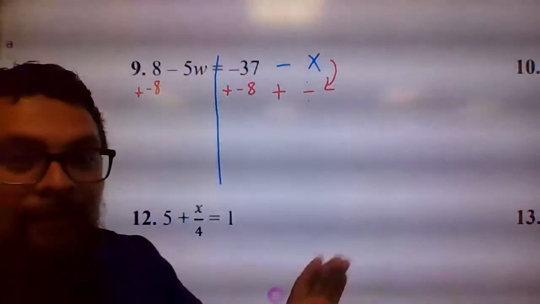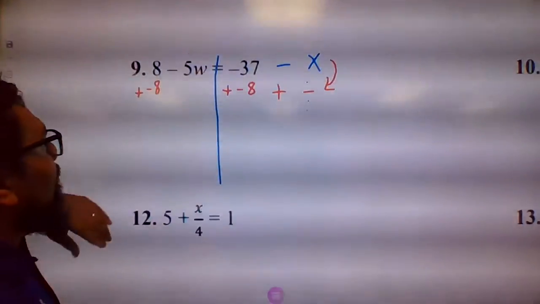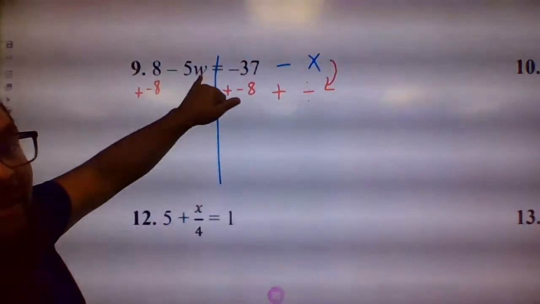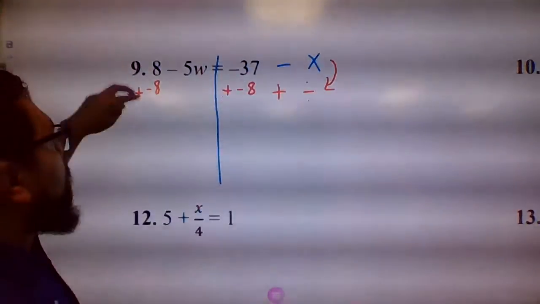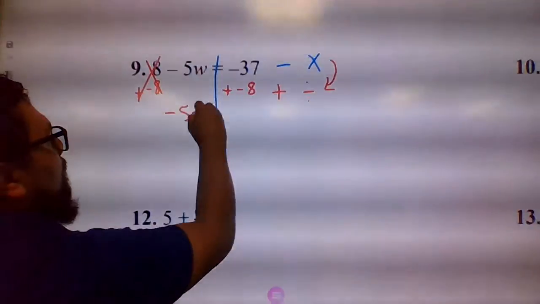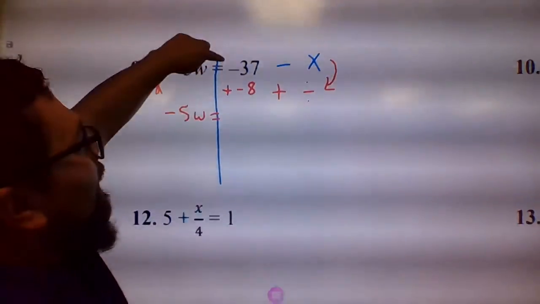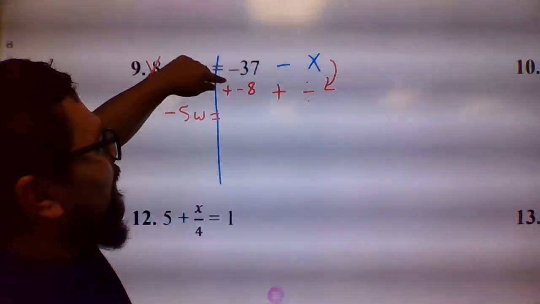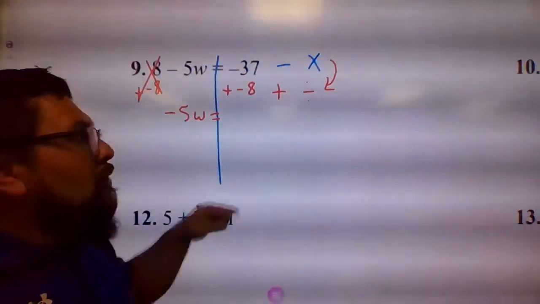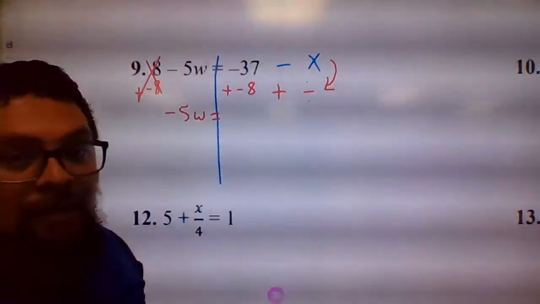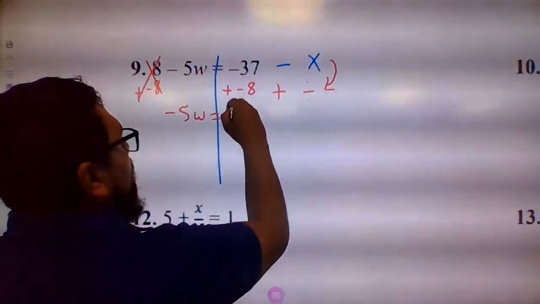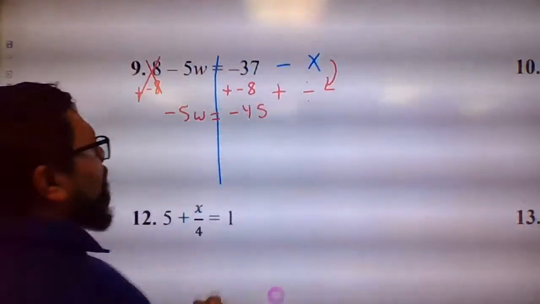Hopefully that's not confusing a lot of you guys, but that's why I did it. Because I want W to be isolated, right? I want this to be alone. So this becomes 0, and you're left with negative 5W. Now, negative 37 plus negative 8, a negative plus a negative is a negative, right? What's 37 plus 8? 37 plus 8 is 45. So you're going to get negative 45.